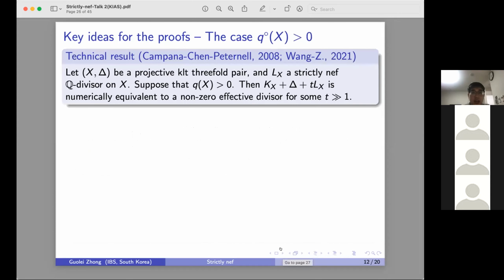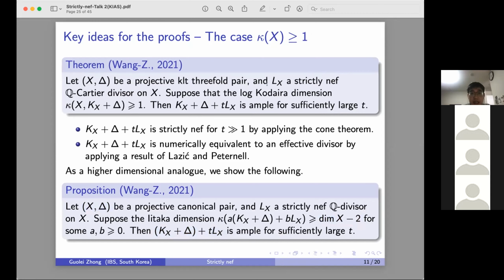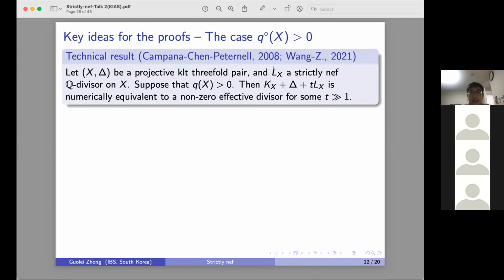So this is the case for the positive Kodaira dimension on the threefold case. Now the next case is the positive augmented irregularity. This is somehow related to the Albanese map. We develop a technical result, which was first proved by Campana, Chen, and Peternell, but we generalize this technical result to the singular case.